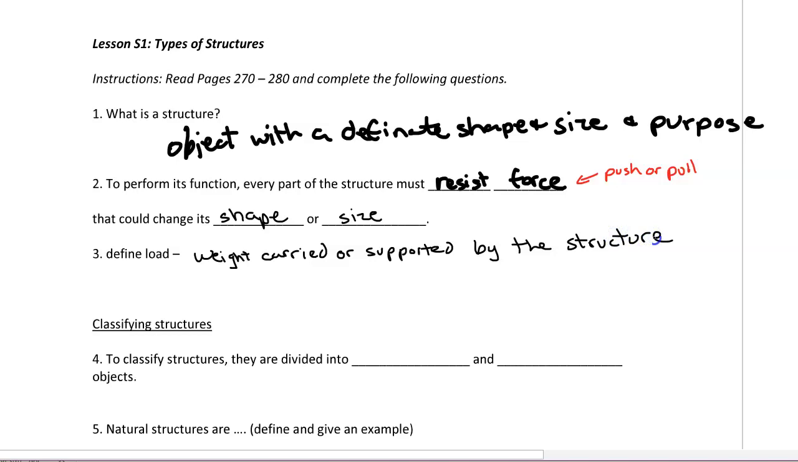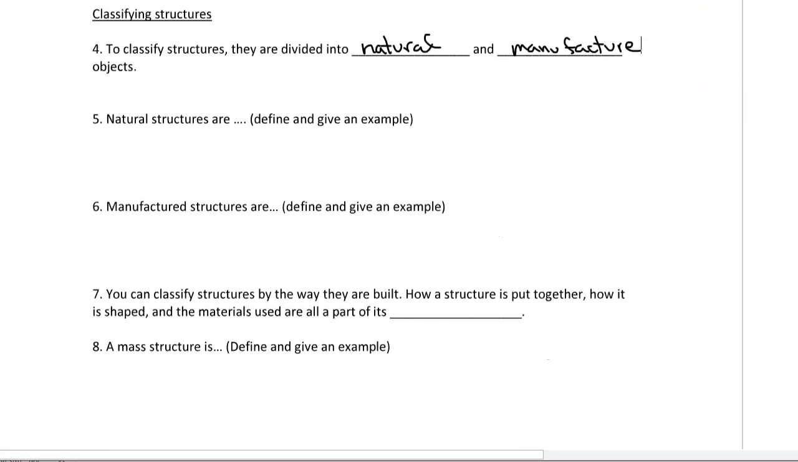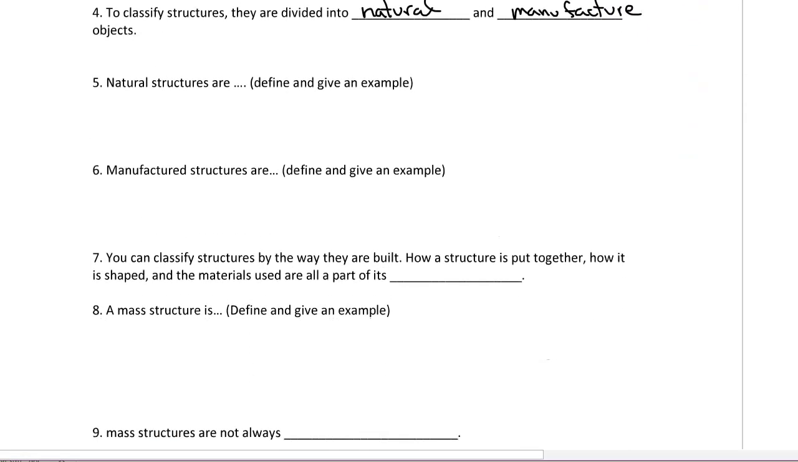Okay. Now, two ways that we classify structures. The first way is into natural and manufactured. Natural and manufactured. Now, what are natural objects? Good question. Natural structures are just structures with a definite purpose, not made by people.